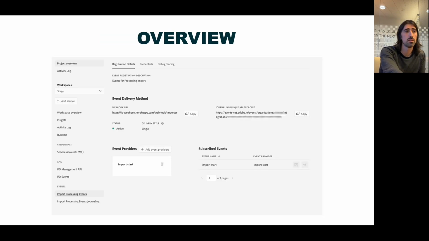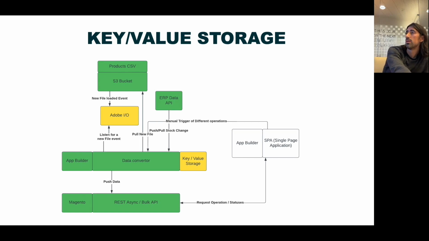And that's an overview of how it looks in Adobe App Builder in detail. So we have, let's say, the events we subscribe to, we have the webhook URL, and we also have the unique API endpoint. By this endpoint, you can get the data if you want to, or you can get all the events for the organization. You don't need, let's say, to use the URL directly to an event.